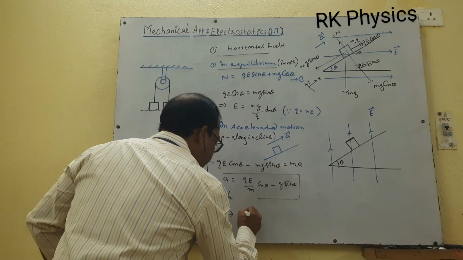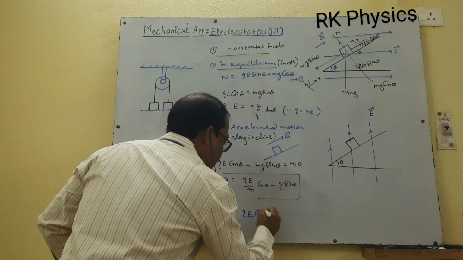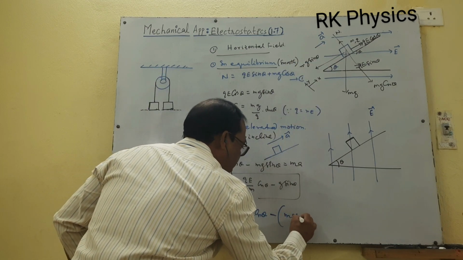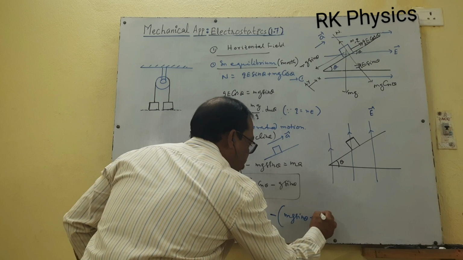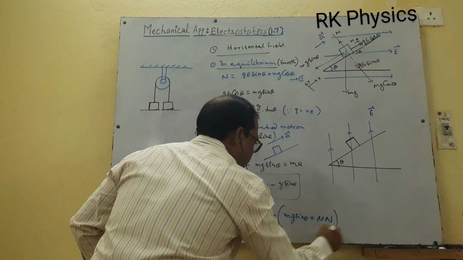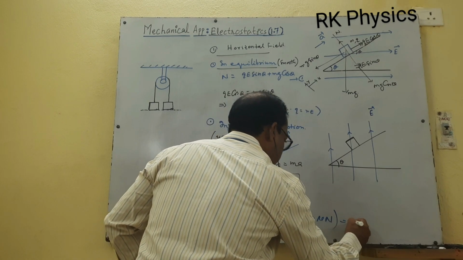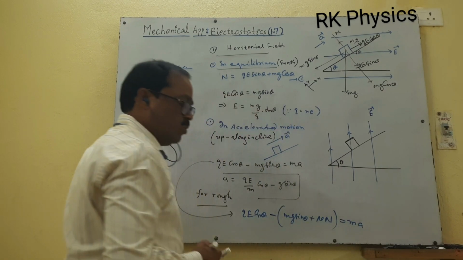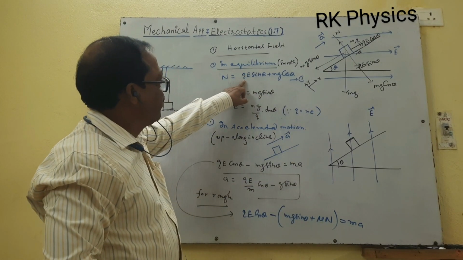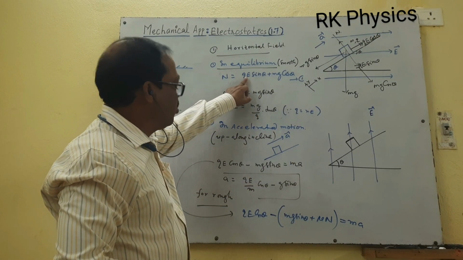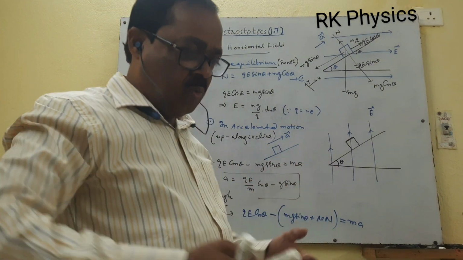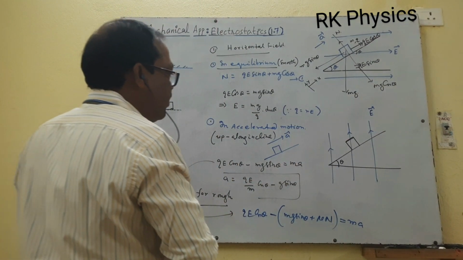You write QE cos theta. This is the forward force minus mg sin theta plus friction. Friction means mu into N, that equals your resultant force. Now what is N? N is given. Then you put N equal to this value here and you can solve it. Therefore the equation will be a little bit lengthy.